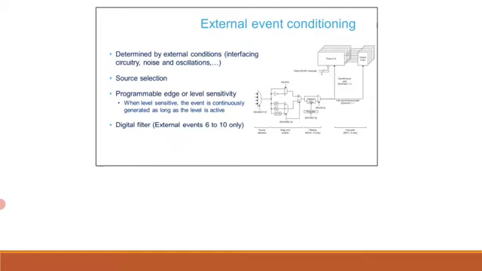You can see in this figure, the first stage is a 4-to-1 multiplexer to select the source, usually an input pin or a built-in comparator. It is followed by definition of the edge or level sensitivity. It must be noted that when the level sensitivity option is chosen, the external events are continuously issued as long as the level is active. Last, a programmable digital filter stage allows removal of spurious transitions at the cost of higher response latency due to the filter propagation delay. This feature is available for external events 6 to 10 only.